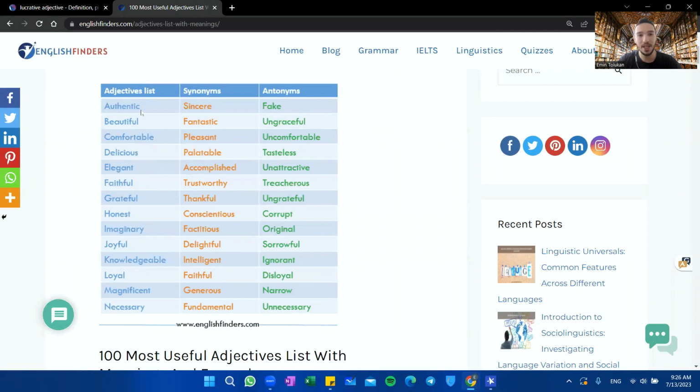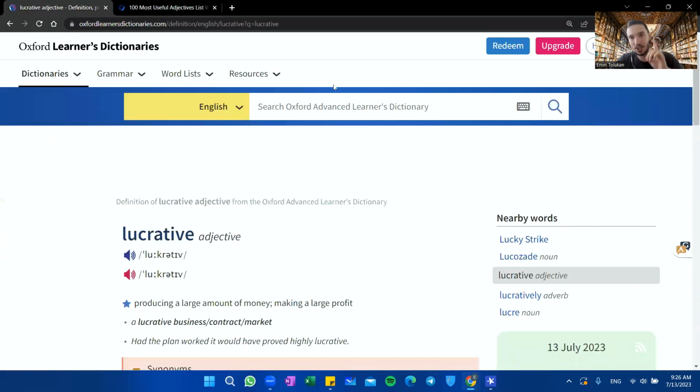Now take a look. Authentic. What does it mean? Authentic means real. It means sincere. It means 100% true. And the synonym is sincere. Sincere means real. And the antonym, which is the opposite of that word, is fake. Okay, so there is real and fake. There is authentic, and there is fake. So you can learn like that, and then you can go to the Oxford Learner's Dictionary and take a look.